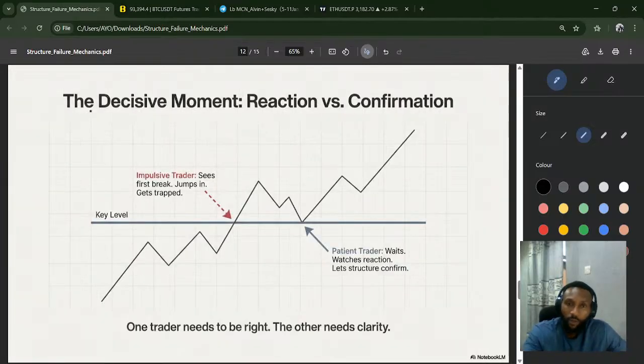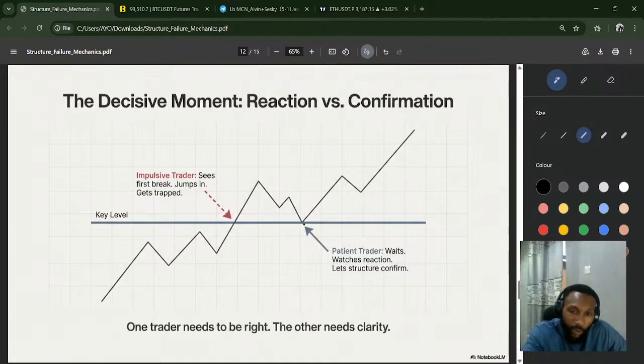The decisive moment: reaction versus confirmation. This diagram describes everything. You can see the impulsive trader sees the first break, jumps in and gets trapped. But the patient trader waits, watches the reaction and lets the structure confirm.